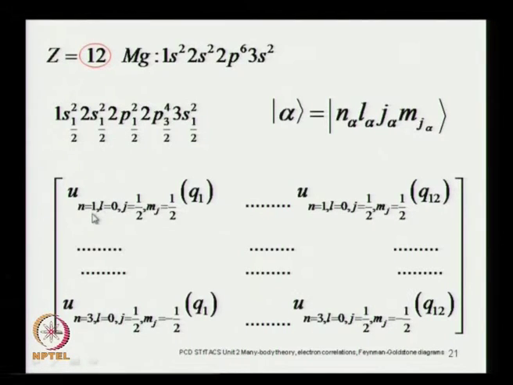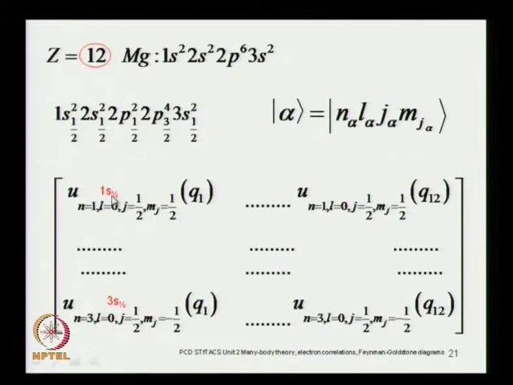N, L, J, Mj quantum numbers are what I have used. Okay. So, this is the 1s up state, right, and then the last one will be the 3s down with Mj equal to -1/2. Okay. So, that is the 12th row. So, you have got a 12 by 12 determinant, this is the determinantal wave function.